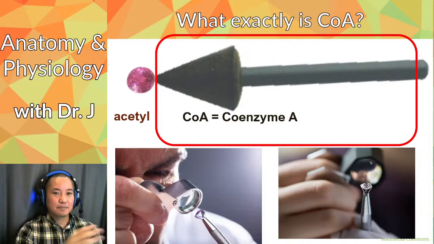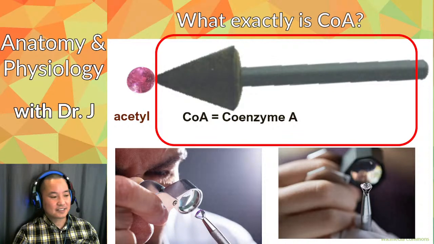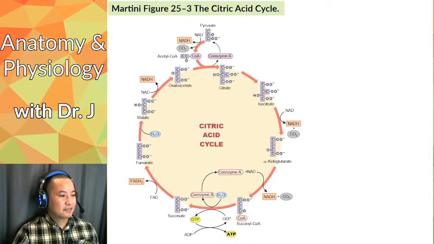So by attaching an acetyl group to a bigger molecule, acetyl-CoA, it makes it easier for an enzyme to grab onto this overall structure and manipulate this tiny, tiny acetyl group. So that's why we have acetyl-CoA. Now, where does acetyl-CoA end up? It ends up in that infamous citric acid cycle.